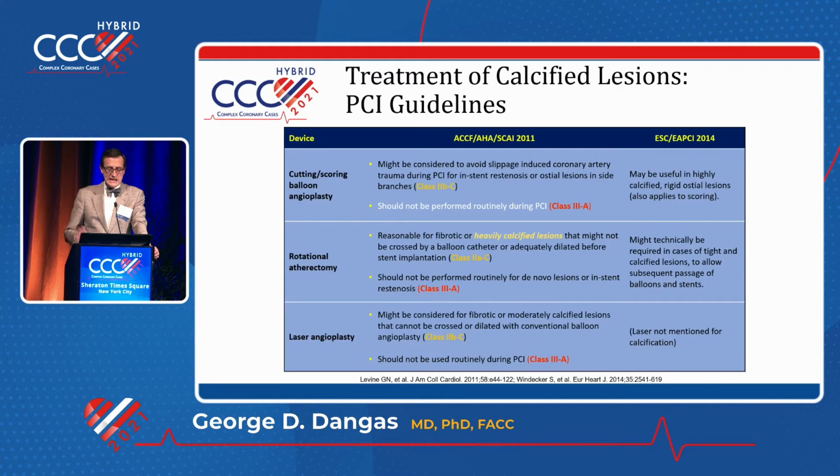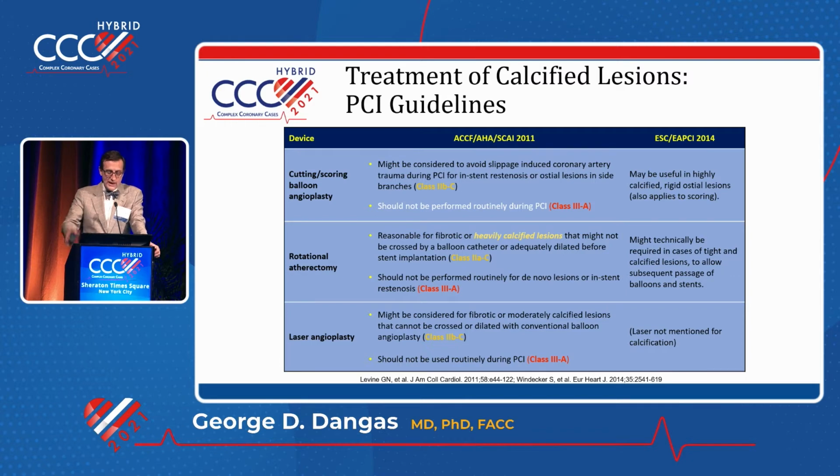What do the guidelines say? What do PCI guidelines say about that? The PCI guidelines include various things. The cutting or scoring balloon angioplasty has a class 2B, might be considered to avoid slippage during coronary PCI, for instance in restenosis, but should not be performed routinely during PCI. It may be helpful by the EAPCI, may be useful in calcified rigid ostial lesions. I would say a weak recommendation, nonetheless, one that exists.